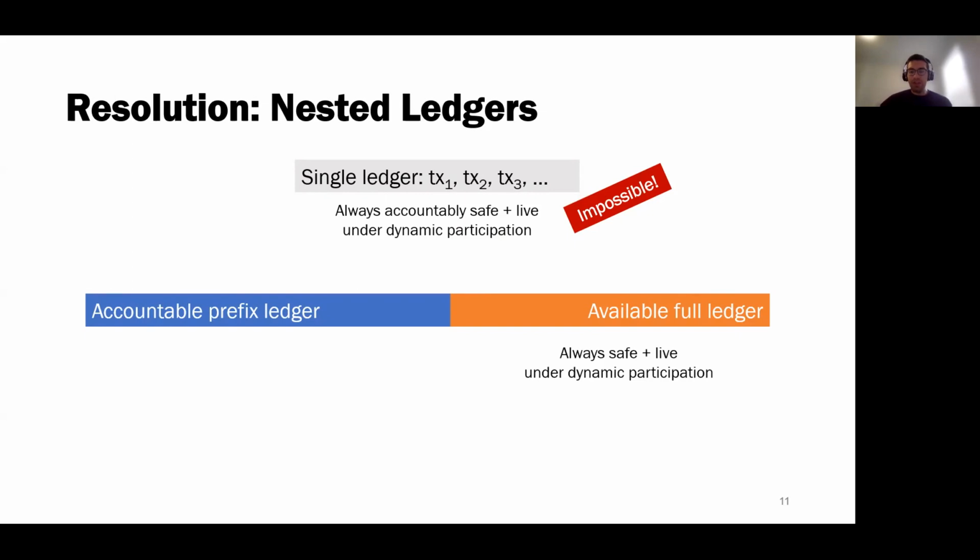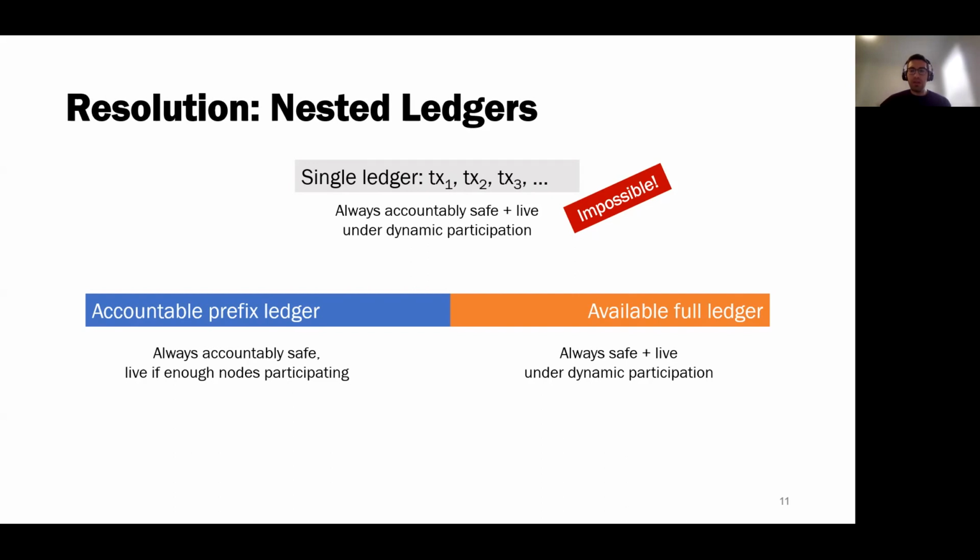The available full ledger would satisfy safety and liveness under dynamic levels of participation as long as the fraction of online honest validators is high. On the other hand, the accountable prefix ledger would always satisfy accountable safety, and it will be live if the participation is high enough. The most important observation here is that these two ledgers are always consistent with each other. In particular, the accountable prefix ledger is always a prefix of the available full ledger.